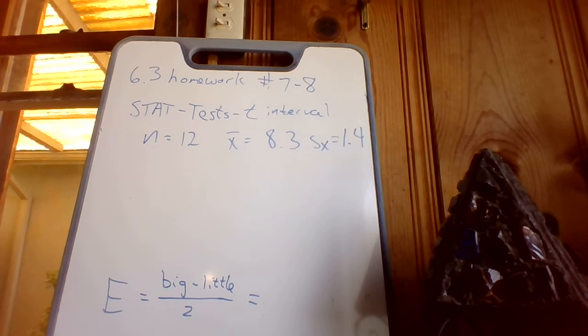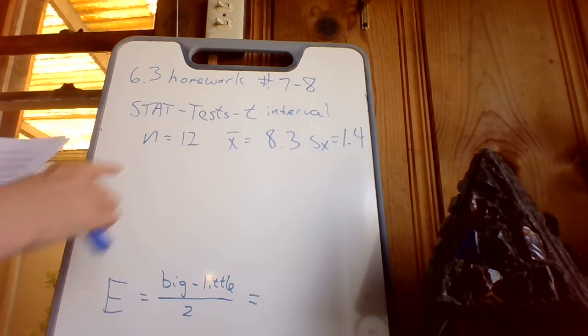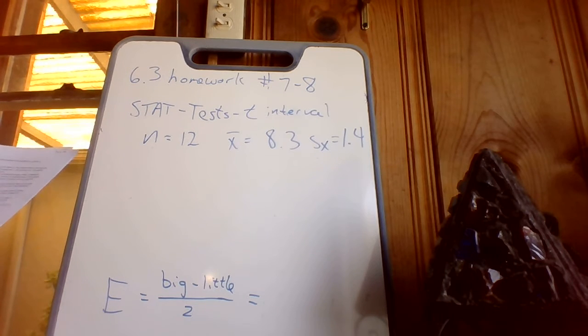Okay, section 6.3 is almost exactly the same as 6.2, except that the n is much smaller. That's how you're going to be able to tell whether you're in 6.2 or 6.3. So like on question number 7, there's 12 cars serviced. That was n equals 12. The mean is 8.3 with a standard deviation of 1.4.